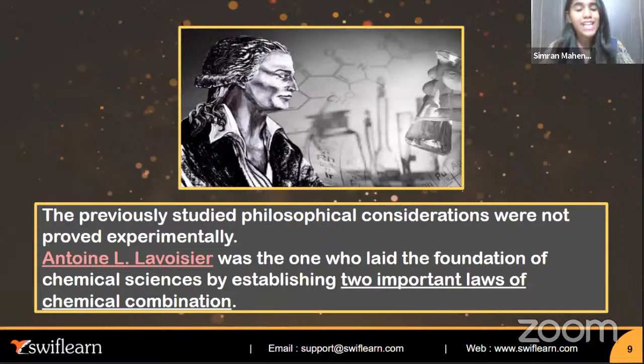Clear? So moving forward, later came another French chemist named Anthony L. Lavoisier. Anthony L. Lavoisier experimented more deeply into the concepts of atoms and molecules and formulated two main laws. These laws are called the laws of chemical combination. Yeah, so these laws changed or made history in the field of chemistry.